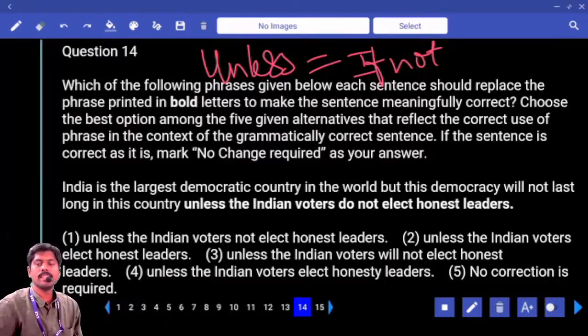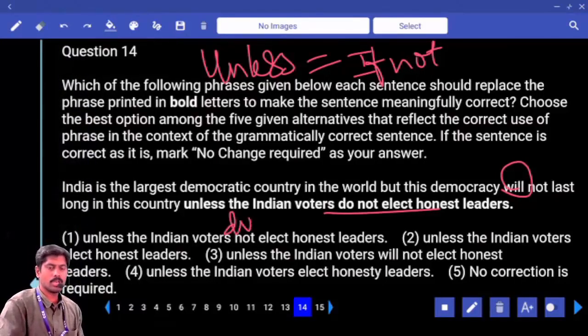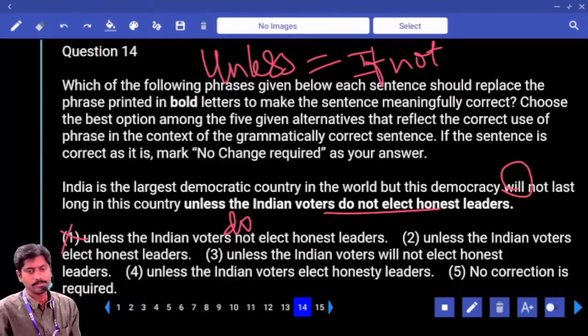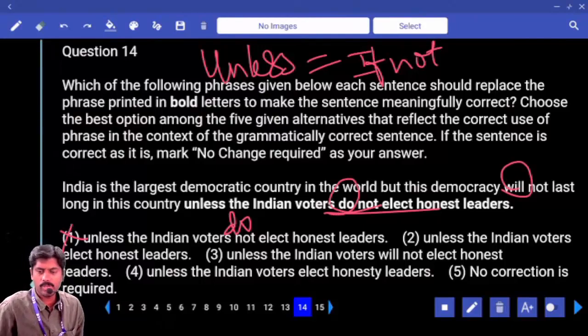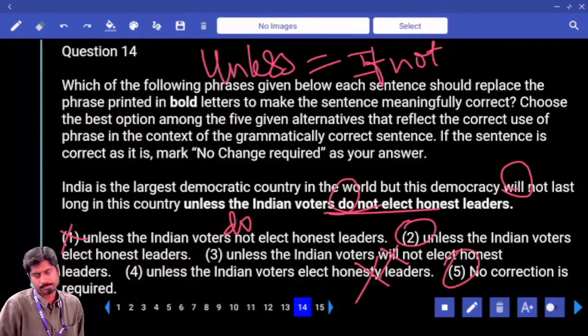Unless the, see, already will is given here. So here, do not elect, okay. Not elect is wrong, voters not elect is wrong, do not is needed. Unless the Indian voters elect, maybe. See, already unless is negative. Can we use do not? Yes, sir. Unless the Indian voters will. Double wills are not possible in a sentence. If they are combined by if, unless, not possible. Unless the Indian voters elect honesty leaders is wrong, honest leaders. So answer 2 or 5. Answer is the second one.